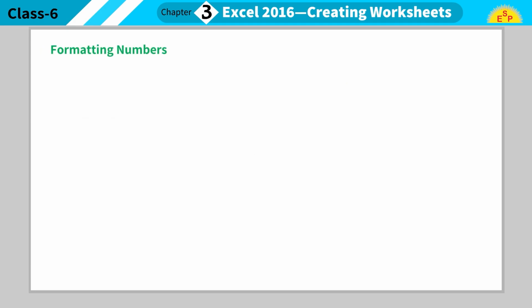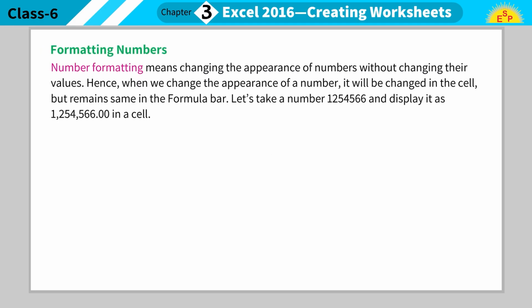Formatting numbers. Number formatting means changing the appearance of numbers without changing their values. Hence, when we change the appearance of a number, it will be changed in the cell, but remains same in the formula bar. Let's take a number 1254566 and display it as 1,254,566.00 in a cell. Follow the steps to change the appearance of a number.